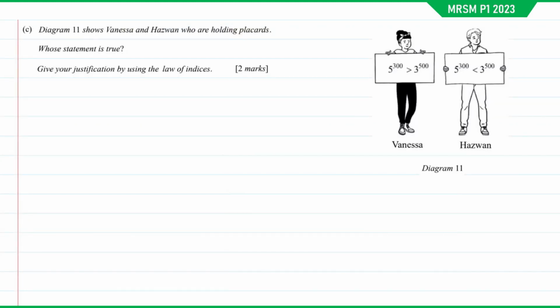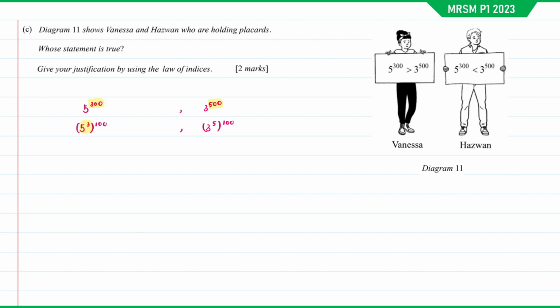Question c. Diagram 11 shows Vanessa and her husband who are holding placards. Whose statement is true? Give your justifications by using the law of indices. So here we want to determine 5 to the power of 300 and 3 to the power of 500, which one is bigger. So note that the powers 300 and 500 have the common factor of 100. So 5 to the power of 300, we can write this as 5 to the power of 3 times 100. And 3 to the power of 500, we can write this as 3 to the power of 5 times 100.